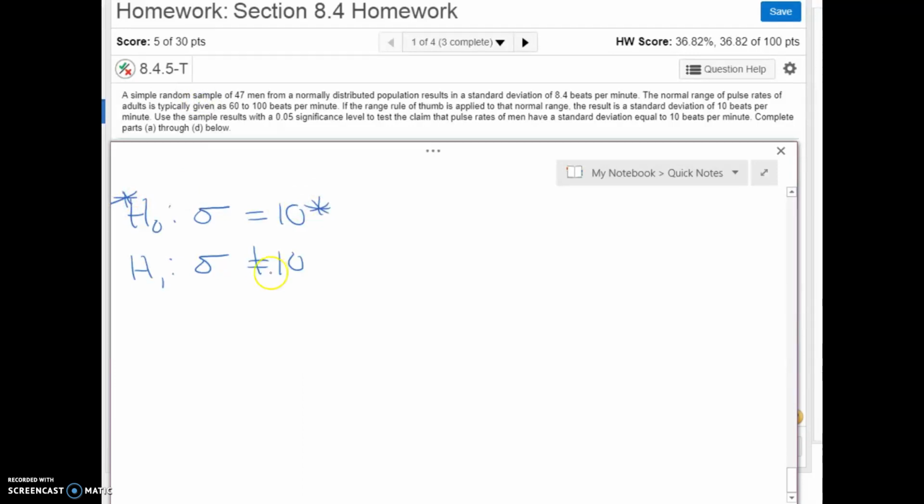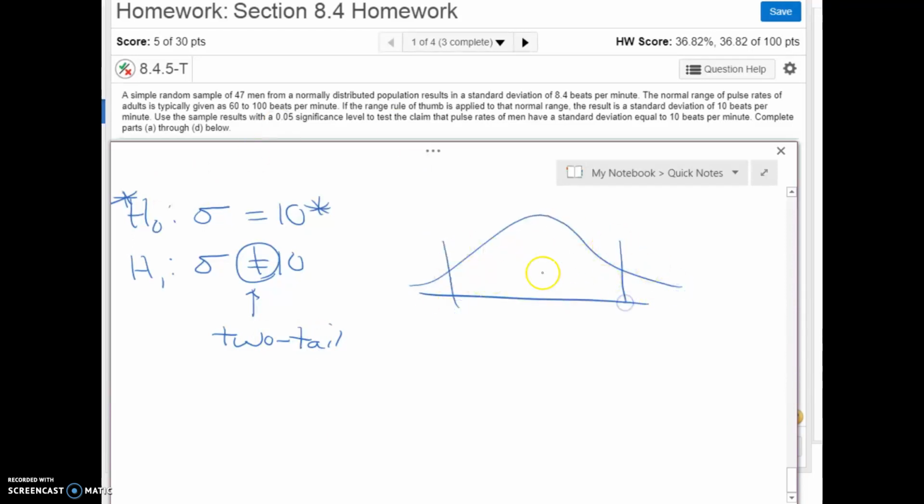I also know, because this is not equal, that I'm two-tailed. So when I draw my picture, I've got two tails, and my alpha is 0.05, so I'm dividing that between the two tails. Now I'm down to step 5, which is find the test statistic, and we're doing standard deviation.